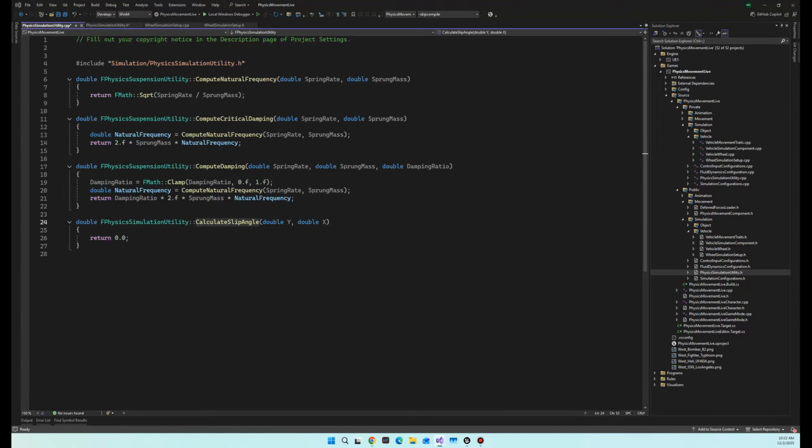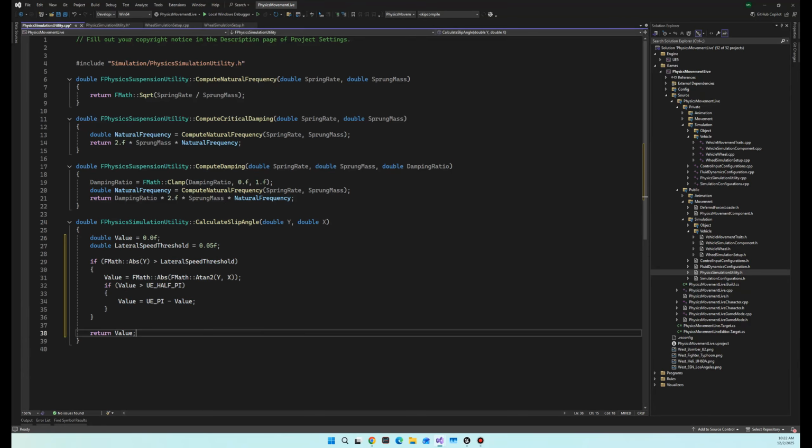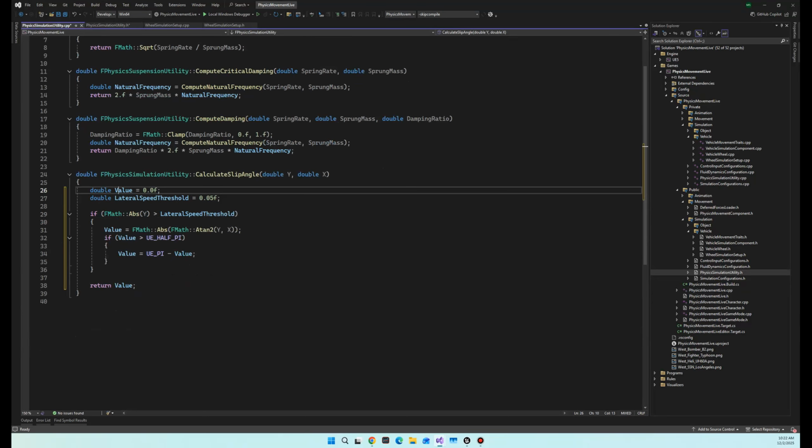So what we have, we've got two doubles coming in on the y-axis, on the x-axis. So let's go and add that. And I'm just going to drop this in here. So again, what we're looking for is a value. And we have a constant here, which is our lateral speed threshold. You could make this a constant if you want. So this really isn't going to change, but this is the 0.05.